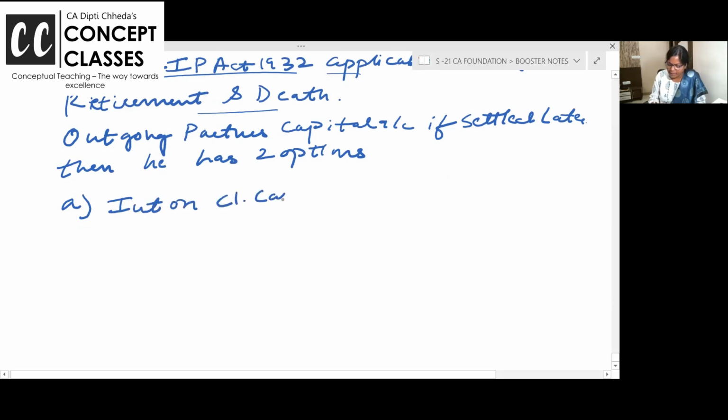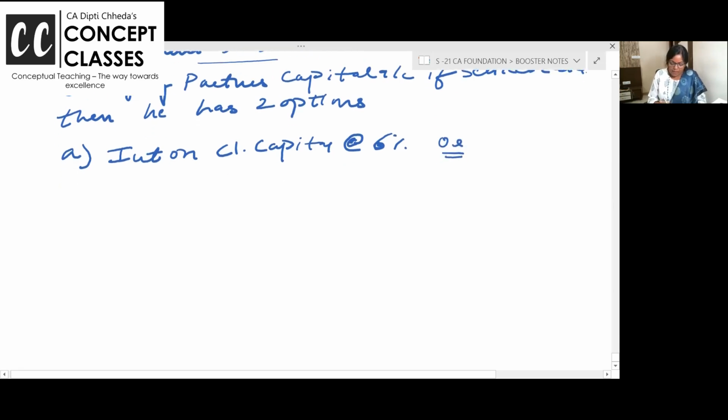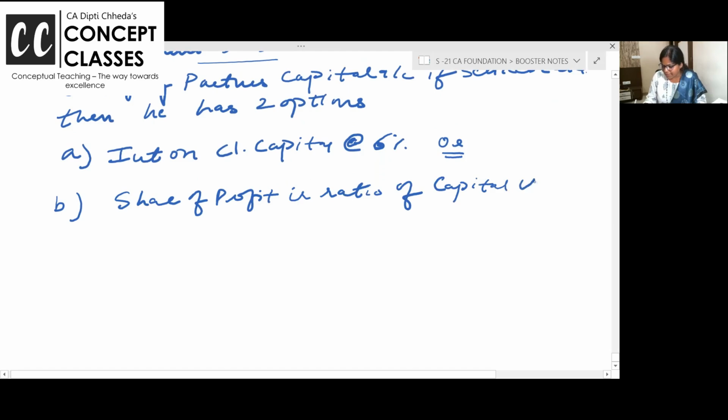Option A, interest on closing capital. You give him everything, goodwill, revaluation, and finally this much capital. I'll explain with an example also. Interest on closing capital at the rate of 6%, or share of profit in ratio of capital used. एक छोटा सा example करेंगे तो it will be clear.